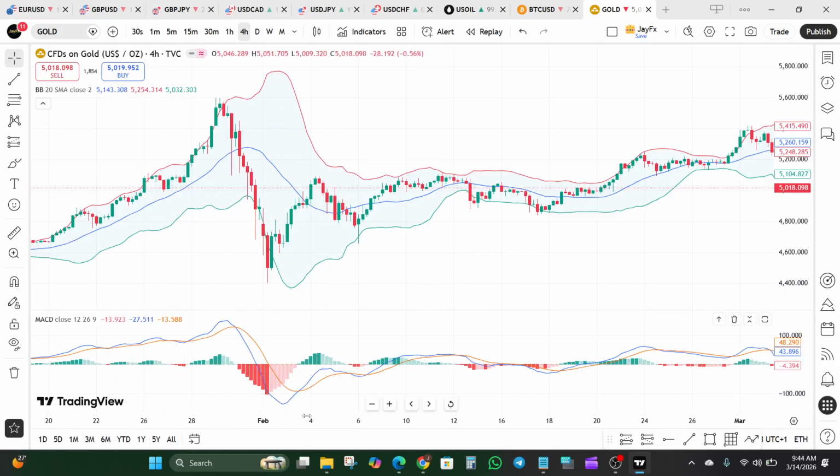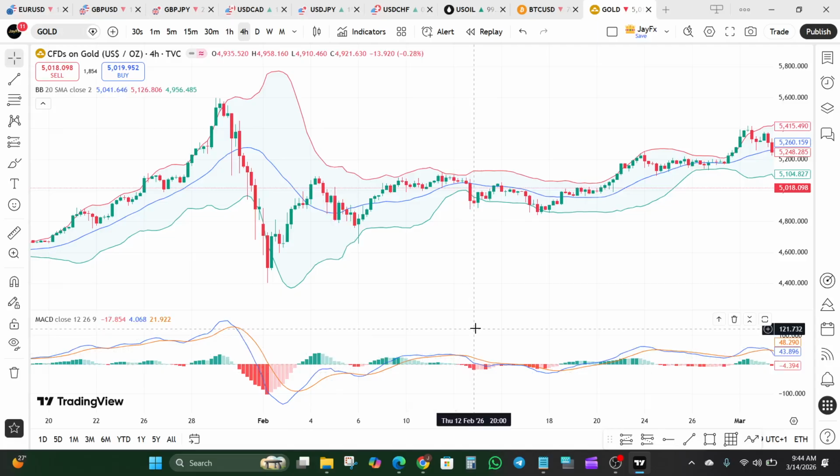It measures the relationship between two exponential moving averages and displays the result as an MACD line, a signal line, and the histogram bars. So traders typically watch for crossovers between the MACD line and the signal line. Like you can see the crossover that happened here showing a potential buy signal, and then the histogram bars also confirming the momentum change. So the histogram helps visualize whether momentum is strengthening or weakening.